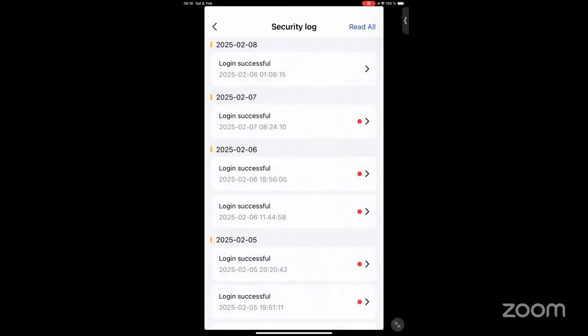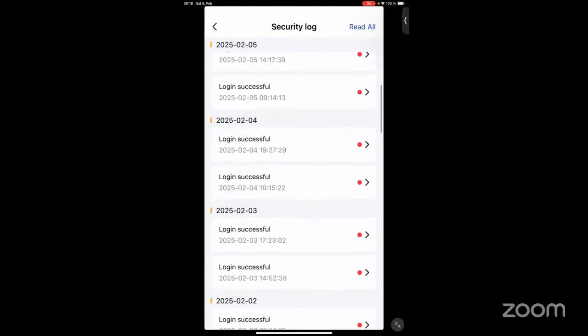Even if you move to a different location, it will still detect that you have moved to a different location. Okay, now aside from the login successful, you also see withdraw successful under this security log. Anytime you make a withdrawal from your Royalq account, you are going to get a notification. So at least if it's not you, you might be notified, then you do the needful.